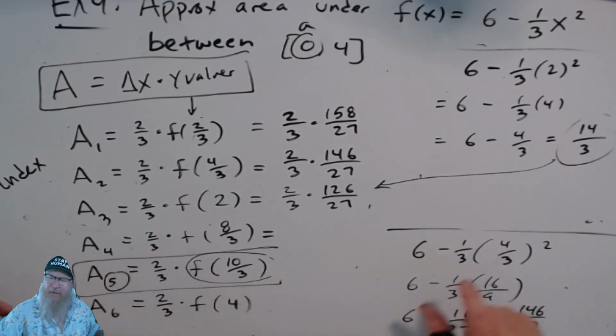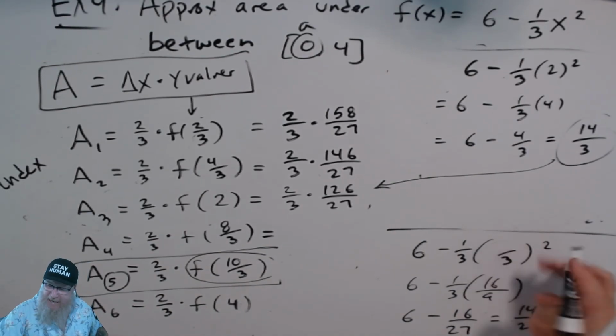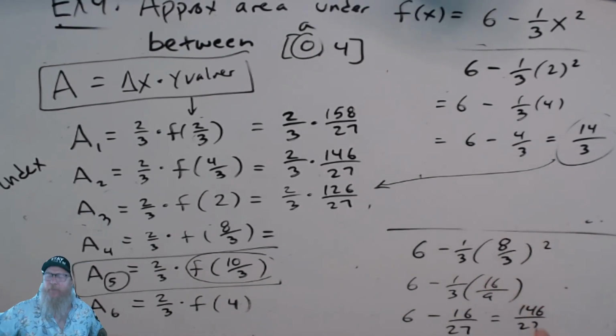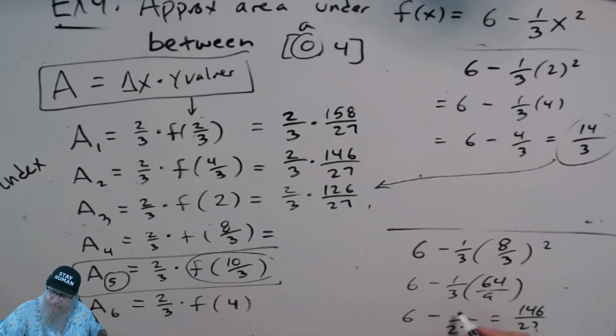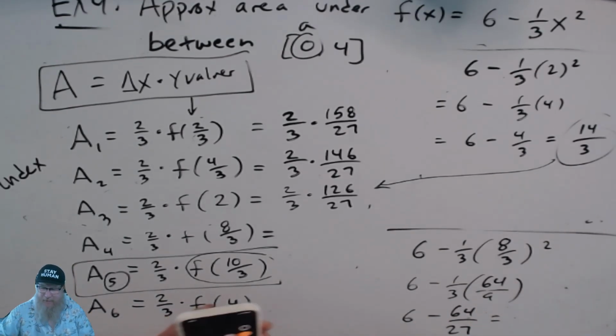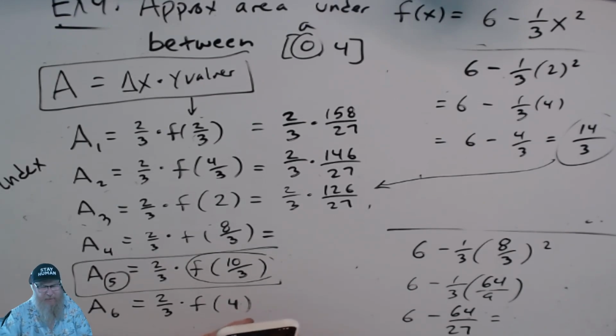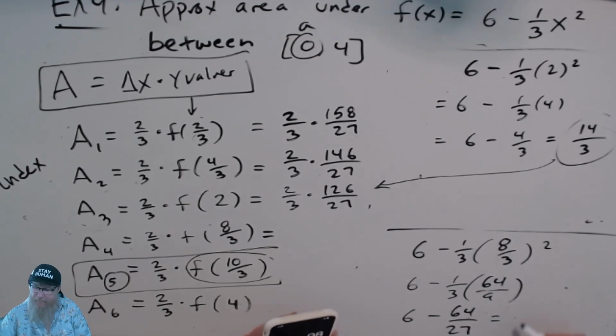All right, let's see. Next one, 8/3. I'm just going to try to reuse this one. That'll be 64/27. So 6 times 27 is 162 minus 64 is 98/27.